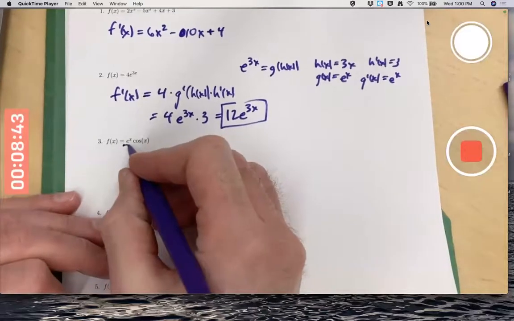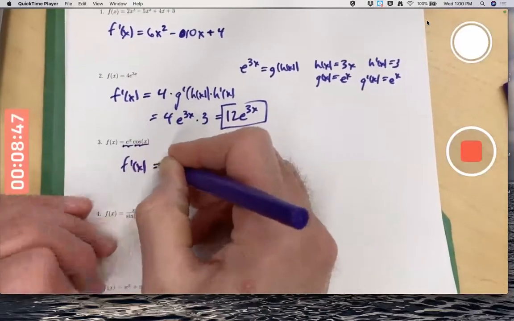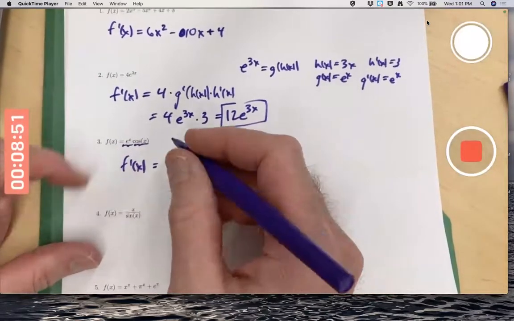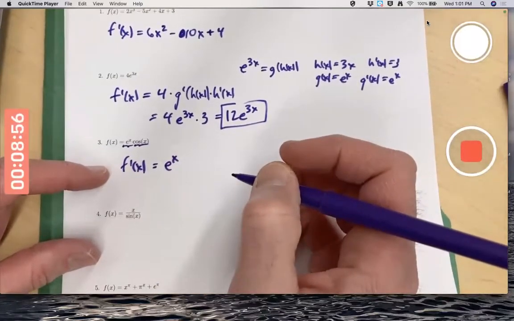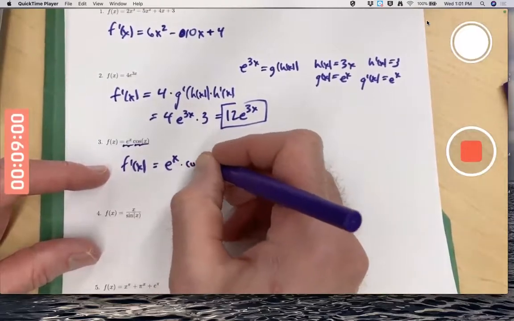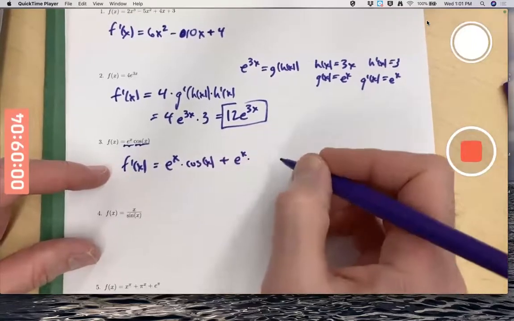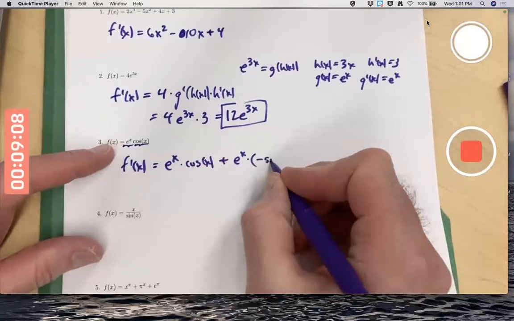This is a product. I need the product rule. First function is e to the x. Second function is cosine of x. The derivative of the first is itself, because the derivative of e to the x is e to the x. Derivative of the first times the second function plus the first function, which is also e to the x, times the derivative of the second. Careful, the derivative of cosine is the opposite of the sine function.